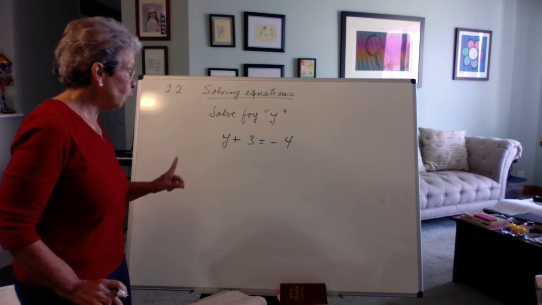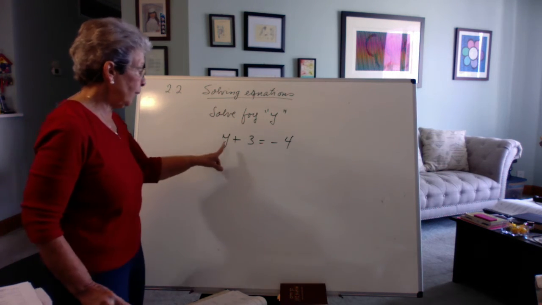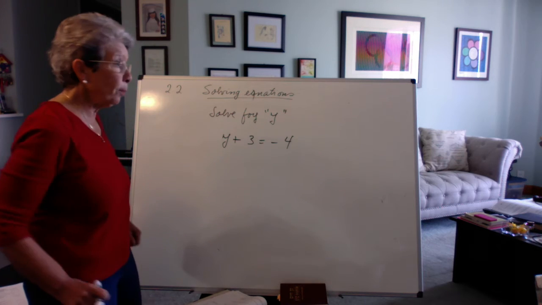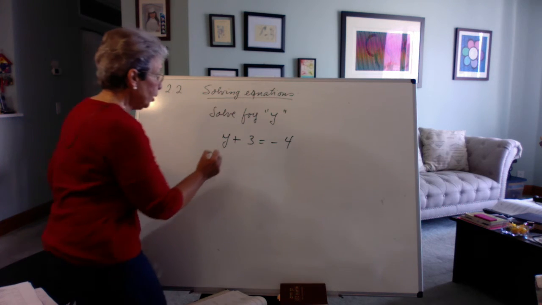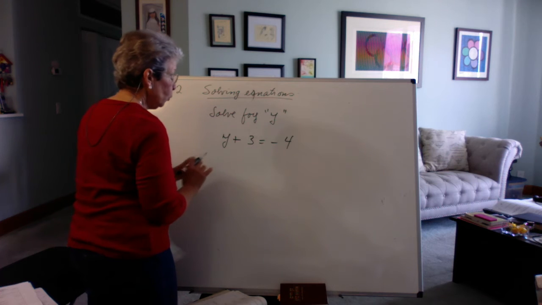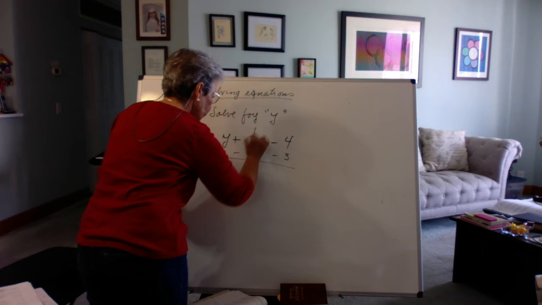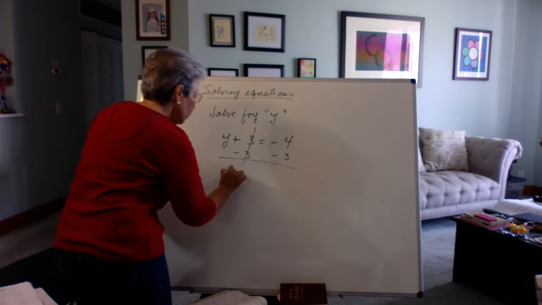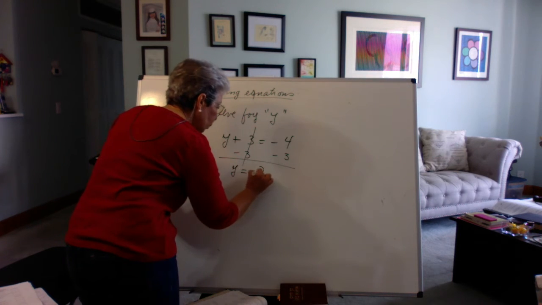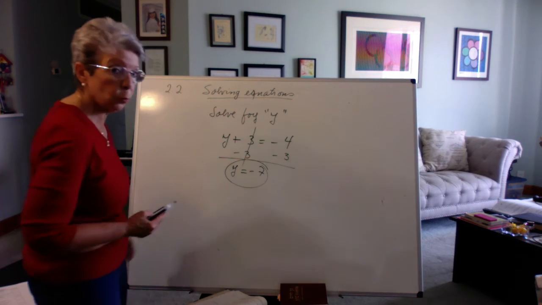Okay. If you have to solve for y, what do you have to do? You leave the y alone. Apply the property of addition. To leave the y alone, you can subtract 3 on both sides. And now they cancel out because 3 minus 3 is 0, and then you have y equal minus 7, and this is the answer. You solved the equation for y.